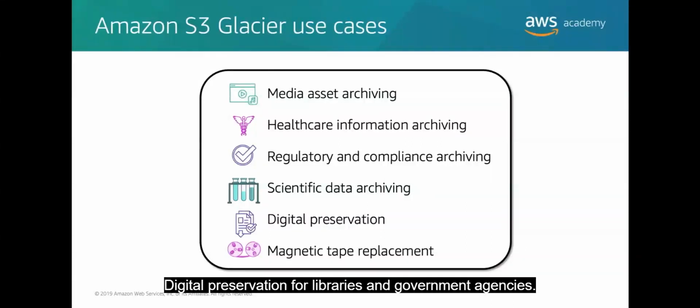Digital preservation for libraries and government agencies. Agencies must handle data integrity challenges in their digital preservation efforts. Unlike traditional systems, which can require laborious data verification and manual repair, Amazon S3 performs regular, systematic data integrity checks, and it is designed to be automatically self-healing.